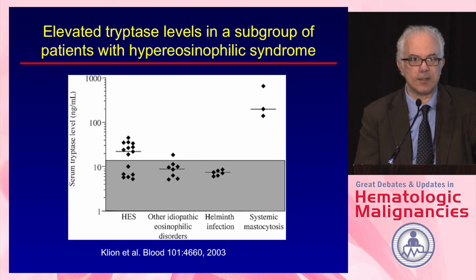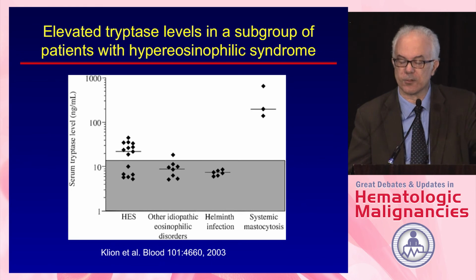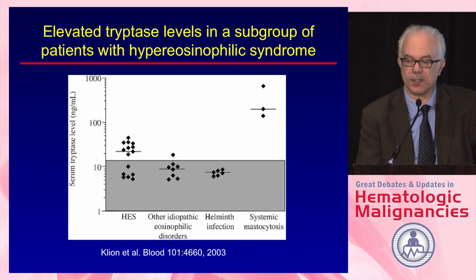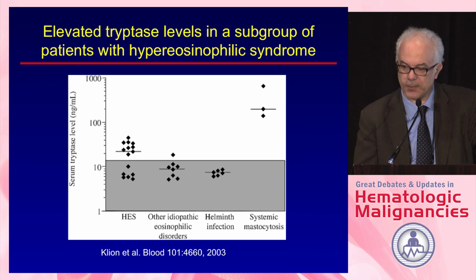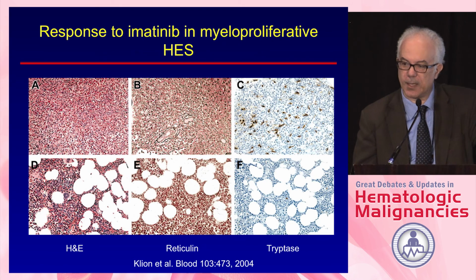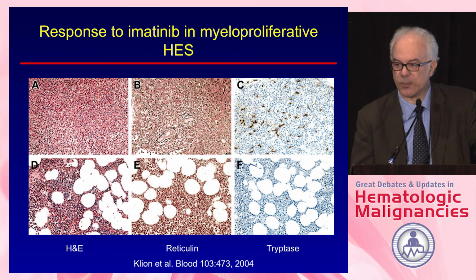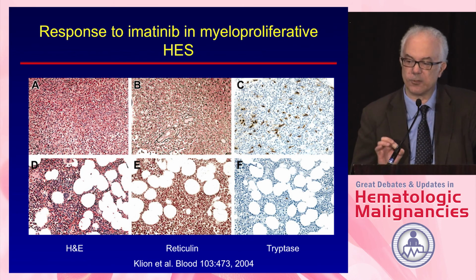That's mainly because of a confusion with another disorder, chronic eosinophilic leukemia, at that time called hypereosinophilic myeloproliferative syndrome. These patients also have elevated tryptase levels here, and they have increased mast cell burden. Some of them may look spindle-shaped, and they respond very well to Gleevec.